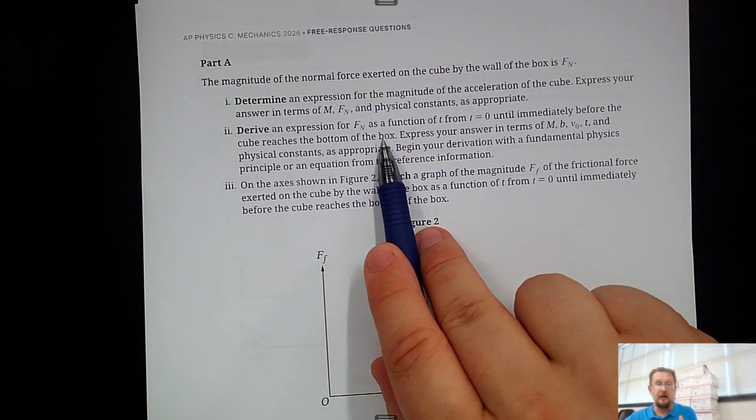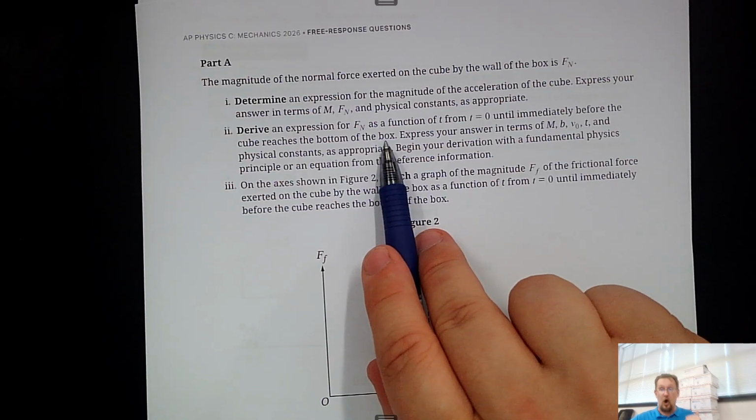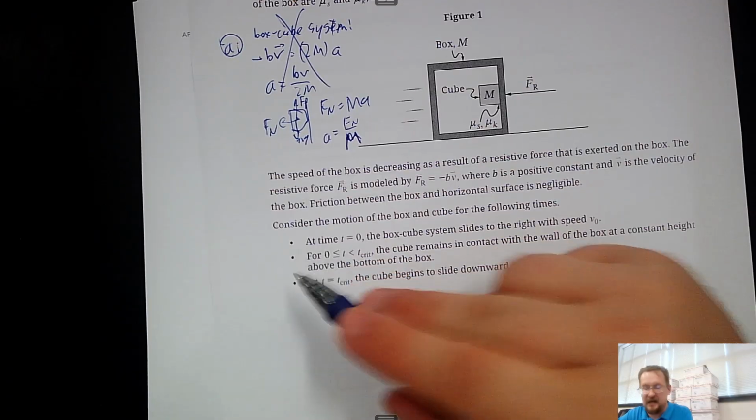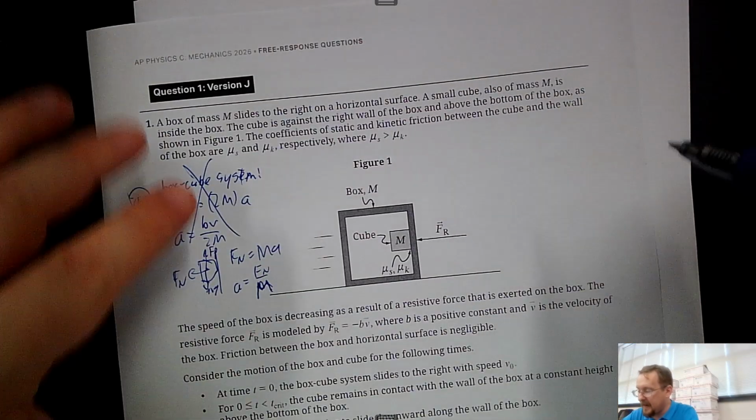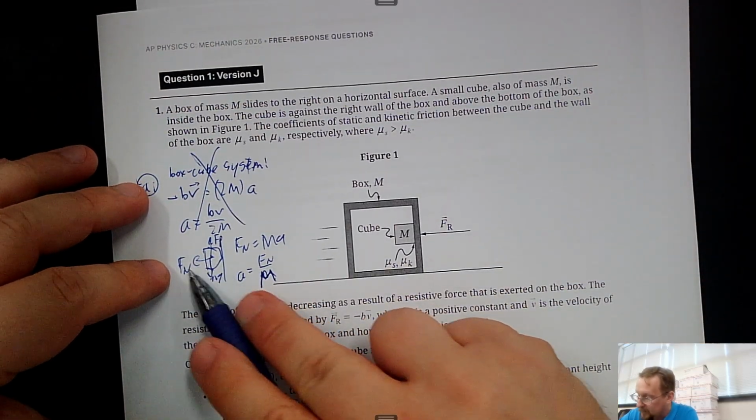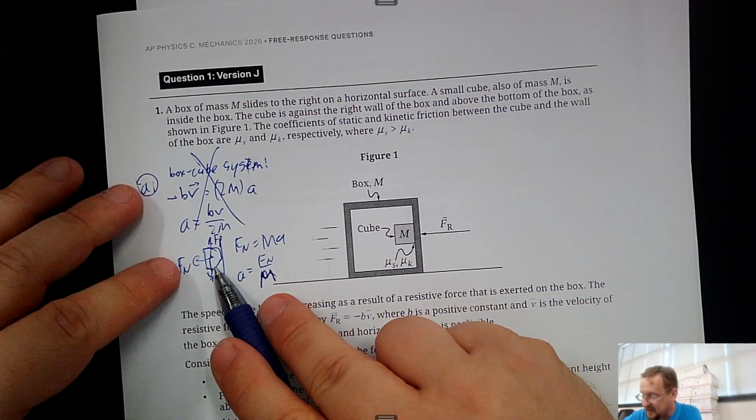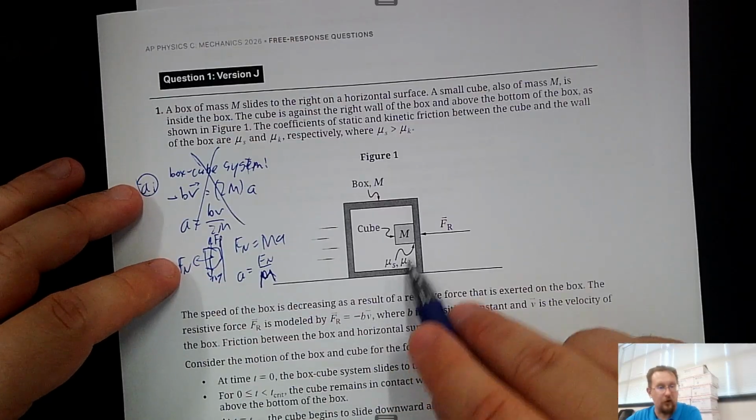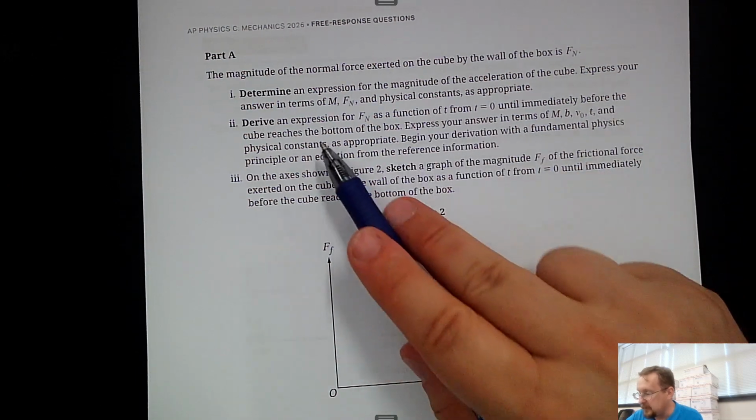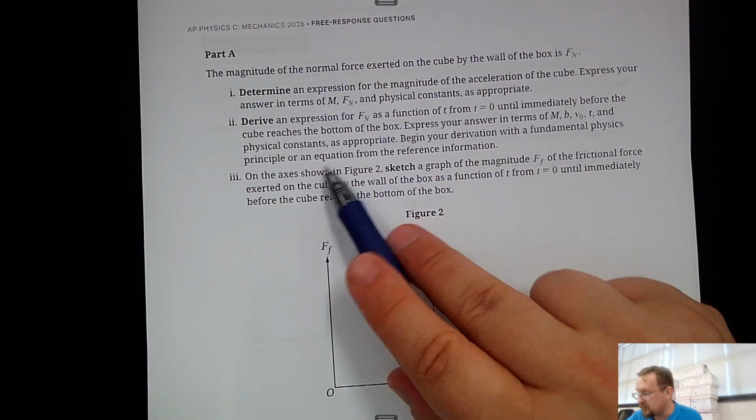Okay, the reason I'm pausing here is because I thought they were asking for something that involves a piecewise function, right? But I actually take it back. There's the force normal right there. This force normal will be the same regardless of whether the box is standing still or lowering until it touches the floor. Then there will be two force normals. Until immediately before the cube reaches, express your answers in terms of all this.